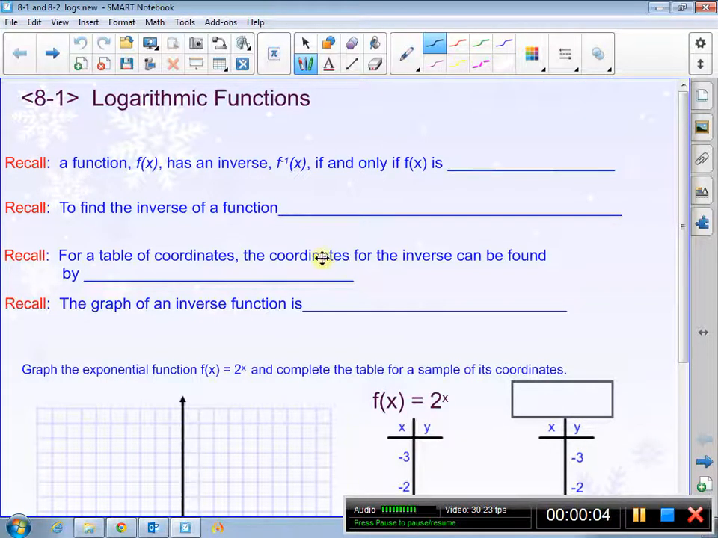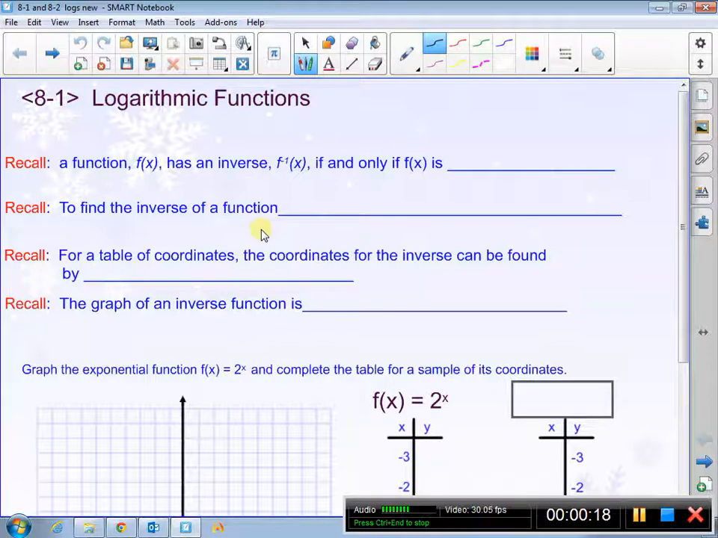Okay, we are starting logarithms today, which you will find are no big deal. So let's go back and look at a couple things from the function unit.